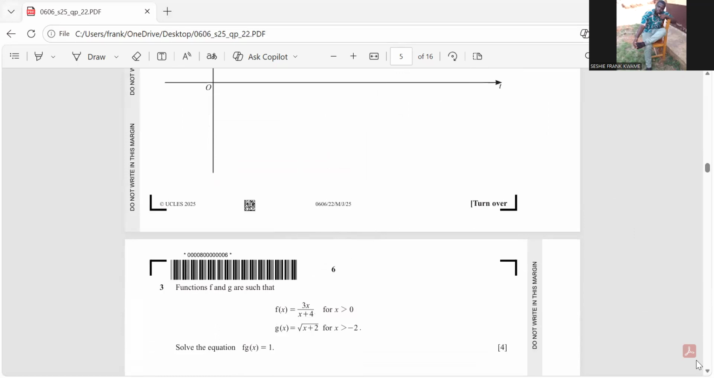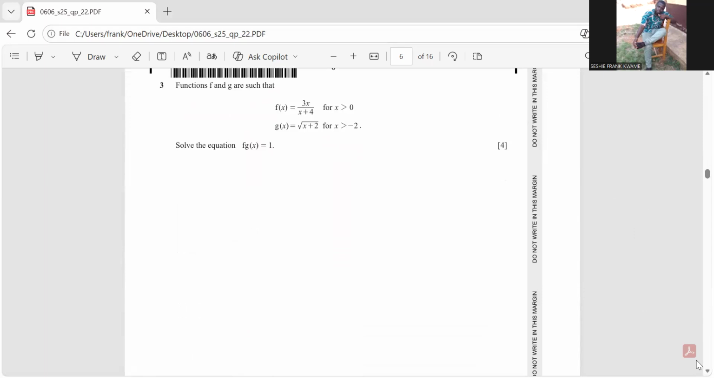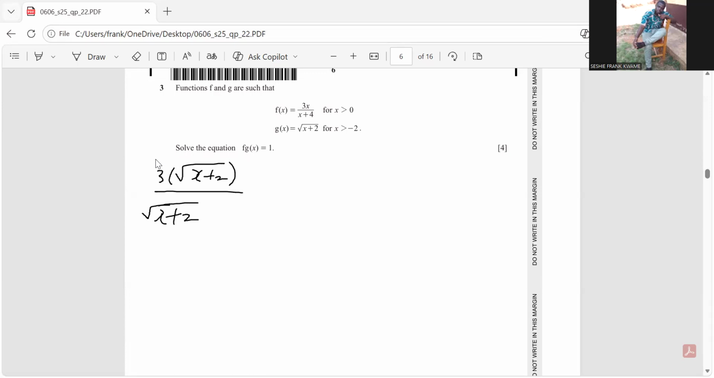Now I'm looking at question number 3. I'm solving f(g(x)) equal to 1. Looking at f(g(x)), I'm going to put g(x) into f(x). So f(g(x)) is going to be 3 times g(x), that's root (x plus 2), all out of g(x), which is still root (x plus 2), plus 4. And that should be equal to 1.